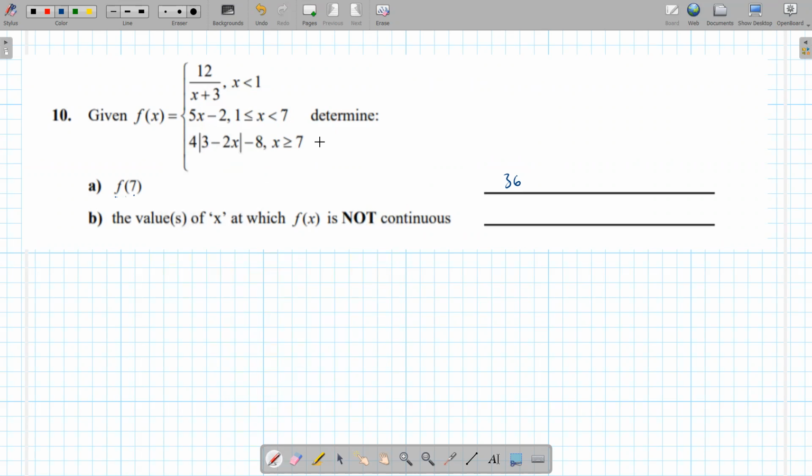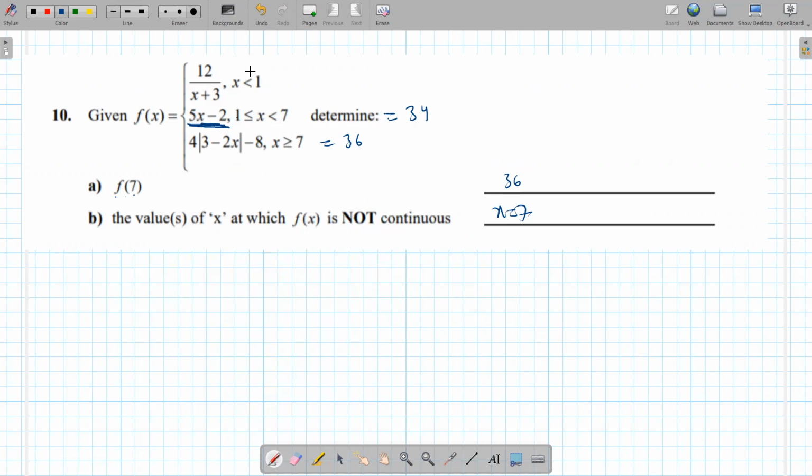So we know at 7, the third function is 36. Yeah, at 7. What about the second function at 7? It is 34. Yeah, 5 times 7 at 7. Oh yeah, it's 34. So it is not continuous at 7. At x equals 7, it is not continuous. Okay. Because it has to equal 36, right? Yes. Now we're not done yet.